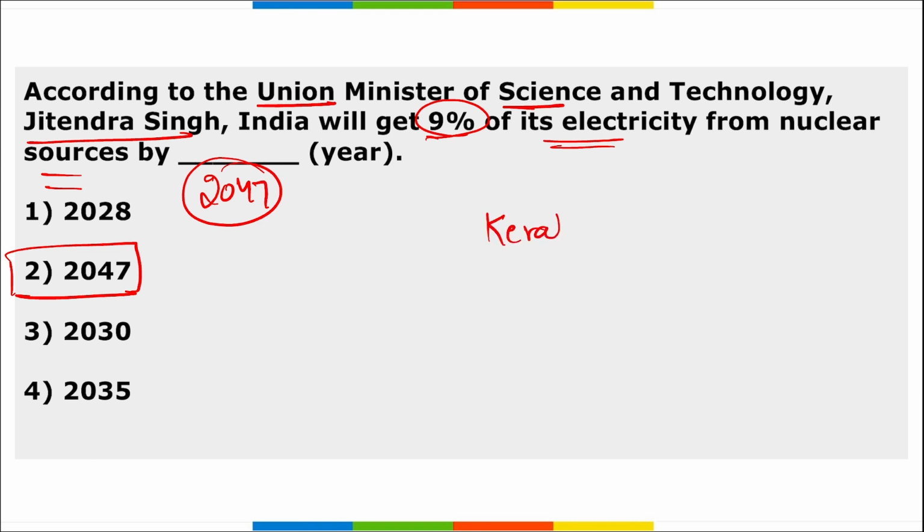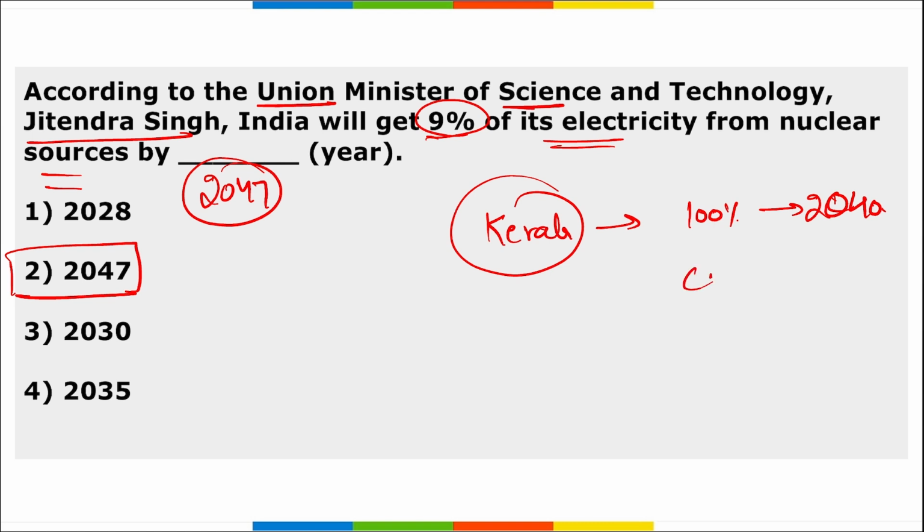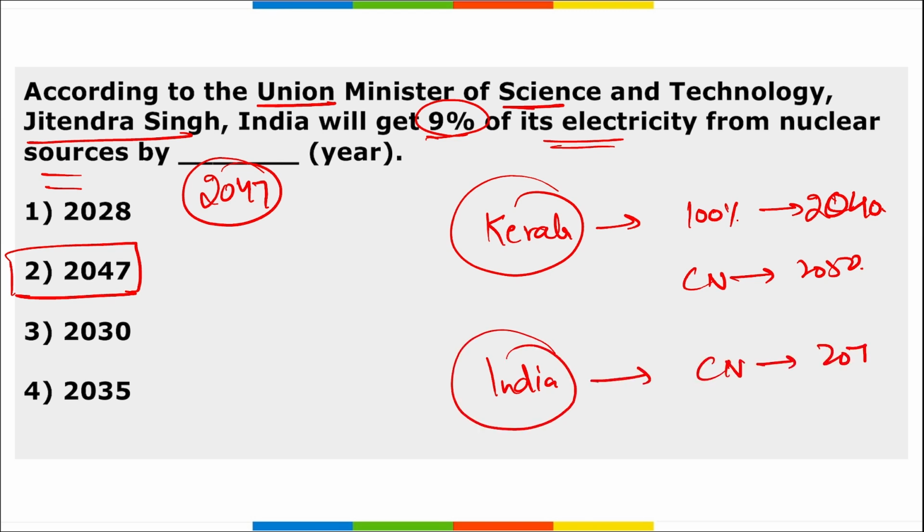See, Kerala stated that they will be shifting to 100% green energy by the year 2040. They will become carbon neutral by 2050. And if we talk about India, the target for becoming carbon neutral is 2070. And this is the first state in India that has set up such a target.